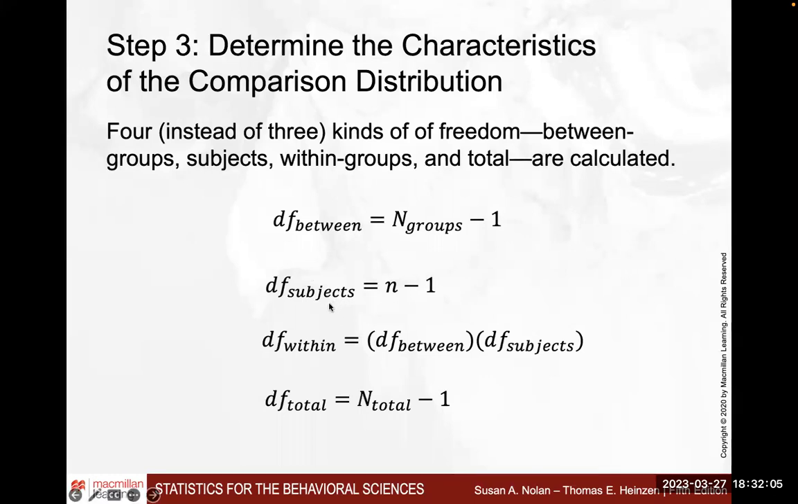So degrees of freedom for subjects is n minus one. If it's five people, it's five minus one, so that's four. Degrees of freedom within is degrees of freedom between multiplied by degrees of freedom of subjects, because you are essentially multiplying the degrees of freedom of your groups with the degrees of freedom of the subjects. That's your degrees of freedom within. And the degrees of freedom total is your total sample size minus one, or alternatively the sum of these three comes to the same thing. Good. That's all about the degrees of freedom.